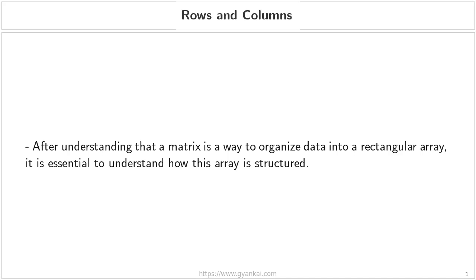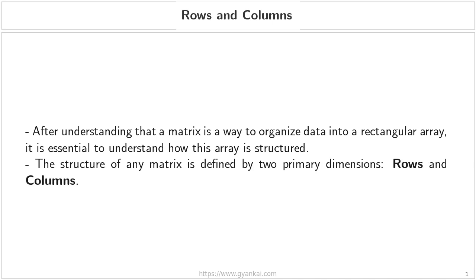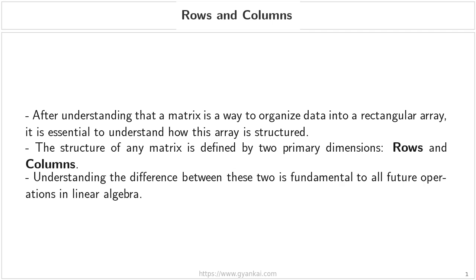Hello, everyone. Now that we have established that a matrix is essentially a way to organize data into a rectangular array, it is essential that we move forward and understand exactly how this array is structured. The structure of any matrix is defined by two primary dimensions, the rows and the columns. It is absolutely critical that you clearly understand the difference between these two, as this distinction is fundamental to every operation we will perform in linear algebra as we progress through this course.